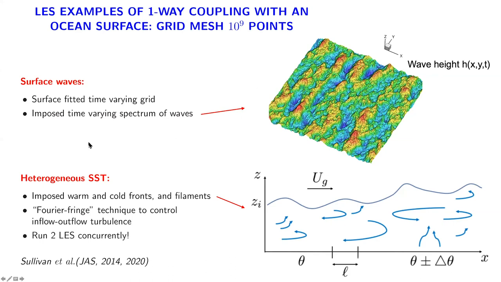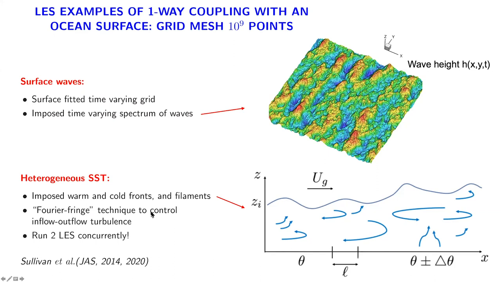The other problem I'm going to lightly discuss, a brand new one, is heterogeneous SST. Imagine, here's Z, here's X. I'm going to put surface temperature here, and then downstream, I'm going to make the temperature either hotter or colder over a surface, over a distance L. In this particular example, the geostrophic wind is this way, and it's a real simple science question: what happens downstream of this? This is a really neat problem.